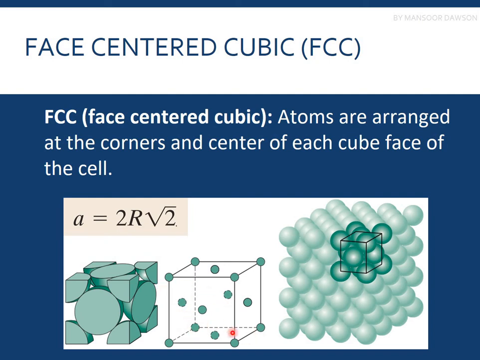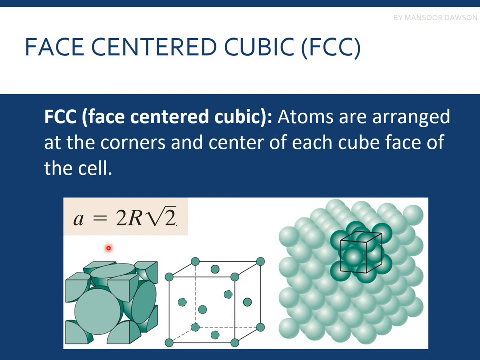So this is the front face. You can see that there is one atom here, and the rear face has this atom. The right side face has one atom, the left side face has this atom, and the top and the bottom faces have atoms as well. Also we have atoms at each corner. So we have 8 corners over here: 1, 2, 3, 4, 5, 6, 7, and 8. So we have atoms at the 8 corners, and atoms at the faces as well.